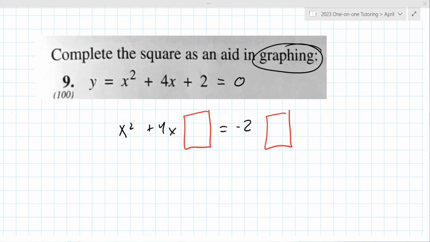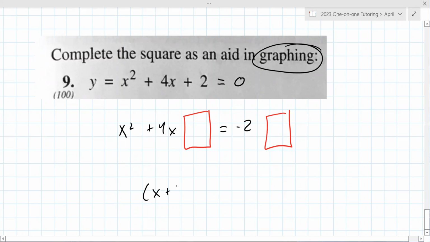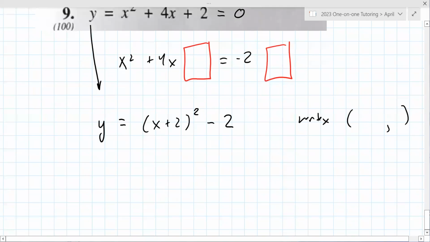Okay. X plus 2, in parentheses, then squared equals 2. Okay, so when you bring it over, it's -2. Yep, and minus 2. That's when you bring this y back down. What is the vertex of this parabola based on this vertex form?